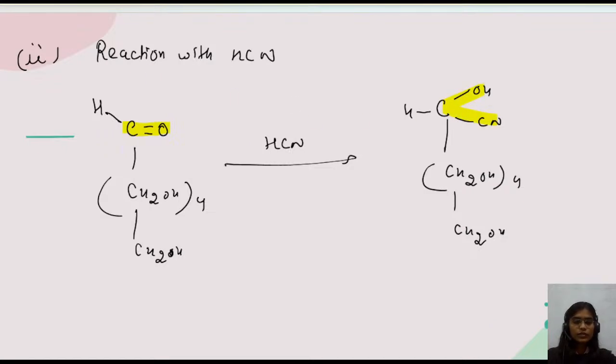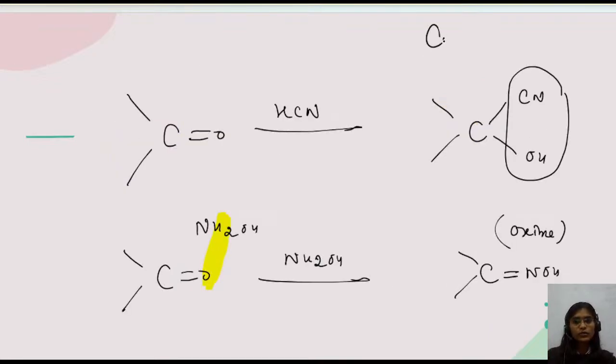So what is the name for this compound again? It's a hydrin part, so it becomes gluco again, that is glucocyanohydrin. You can take the reference from the previous one, cyanohydrin. So it's a cyanohydrin. This reaction we already covered in the carboxylic chapter, if you remember.